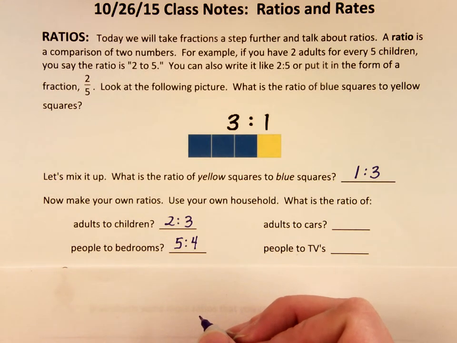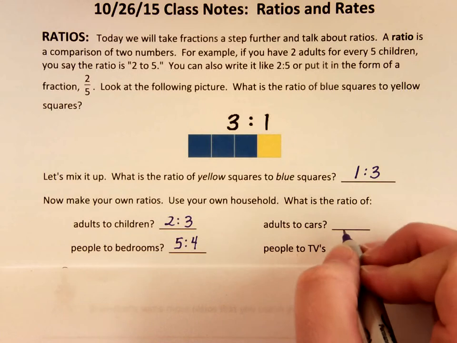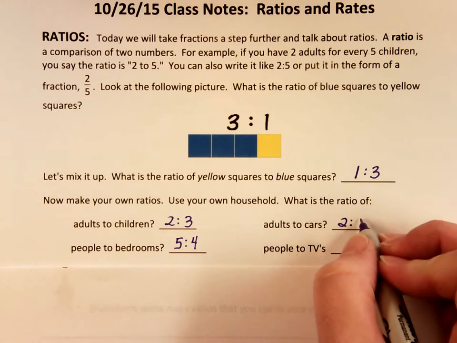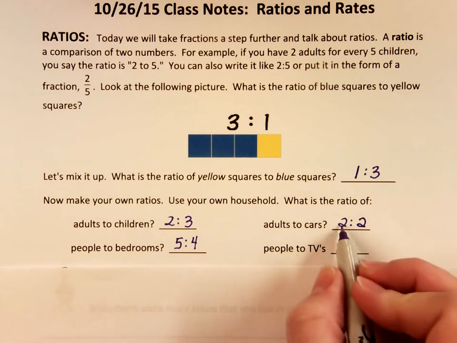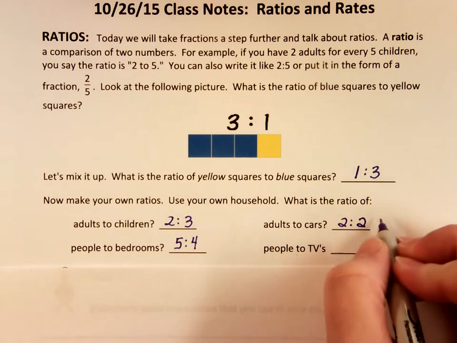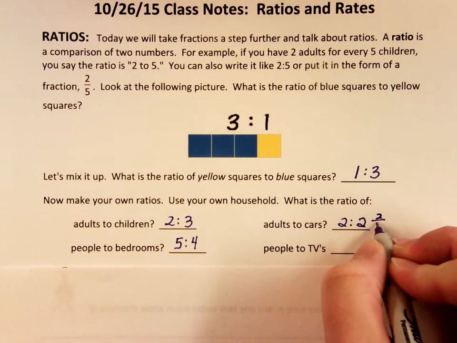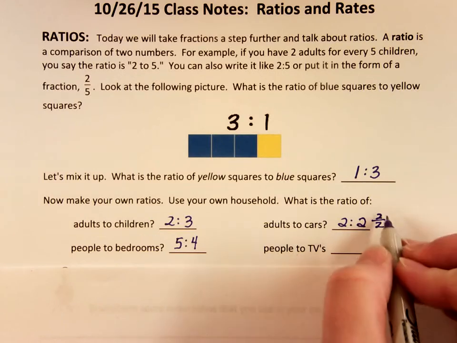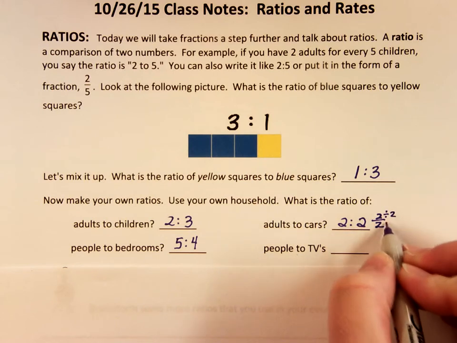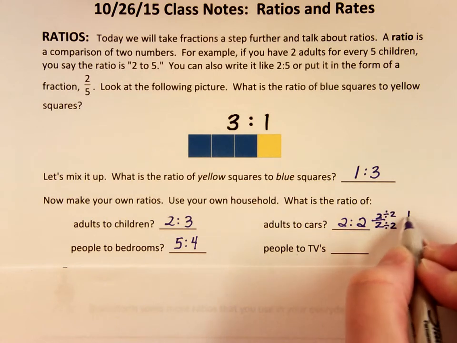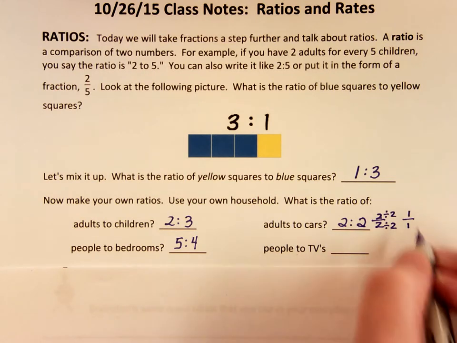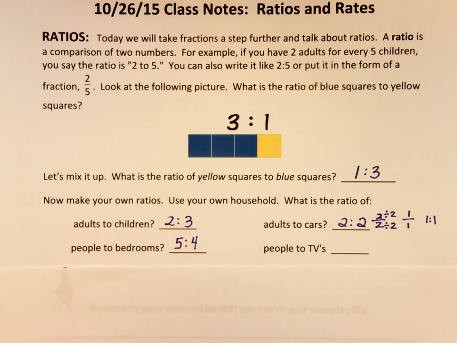How about adults to cars? In my house, there's 2 adults and 2 cars. But this is interesting because just as if this were written as a fraction, you can reduce it. 2 over 2 is the same thing as 1, isn't it? If you divide the top number by 2, divide the bottom number by 2, you'll get 1 over 1. So in my house, the ratio of adults to cars is 1 to 1. Each adult has a car.